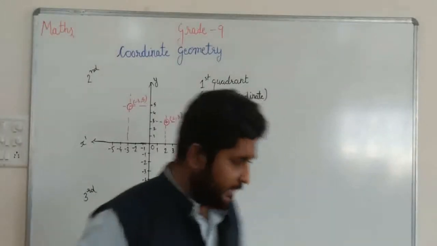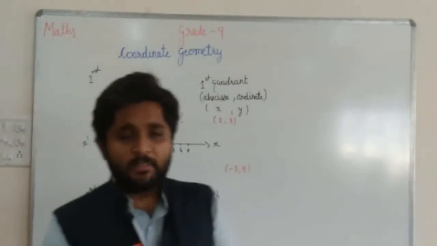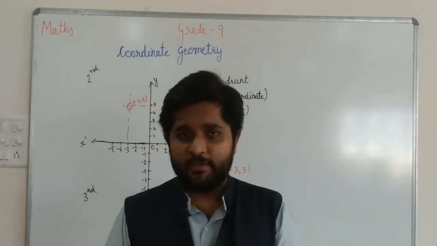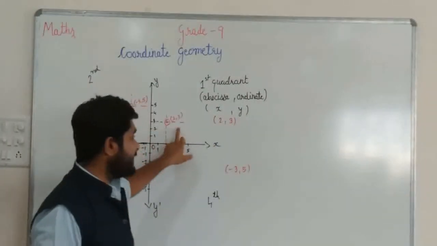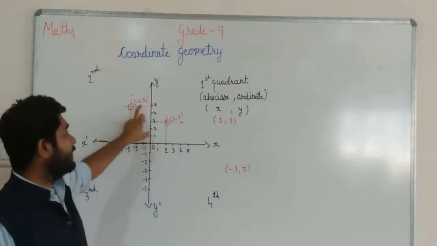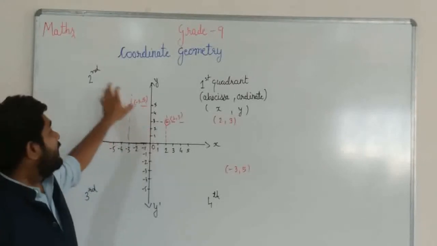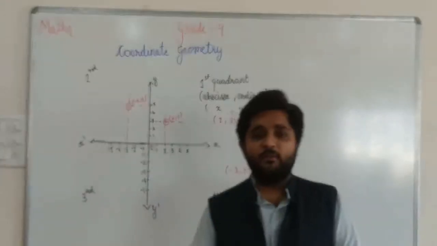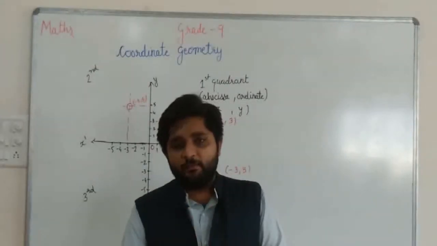So we can say that the given object is in the first quadrant, second quadrant, third quadrant or fourth quadrant. Okay, so in this we can say that 2, 3 is in the first quadrant. And -3, 5 is in the second quadrant. Okay, so this is the Cartesian system. These graphs we have to draw on our graph papers.